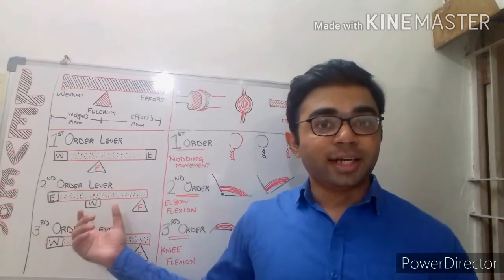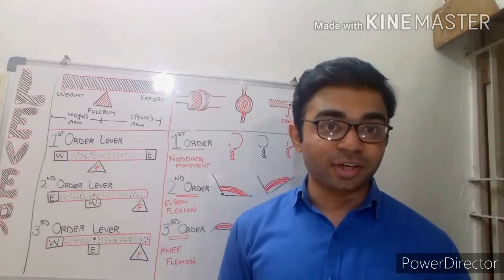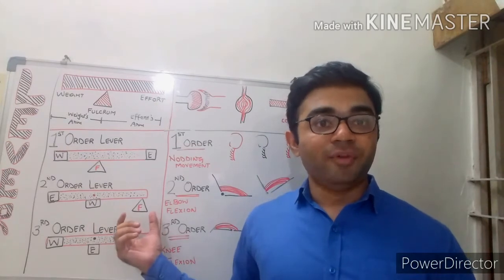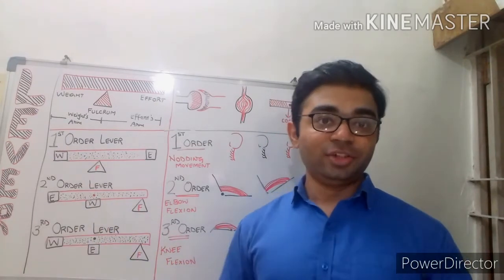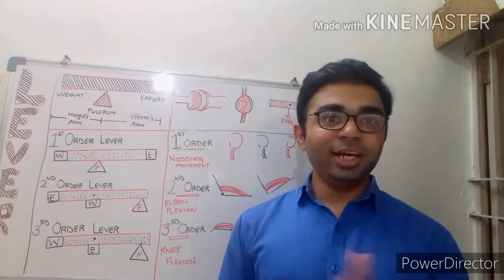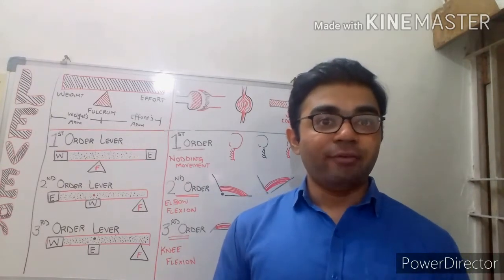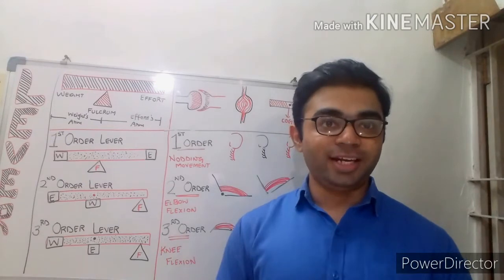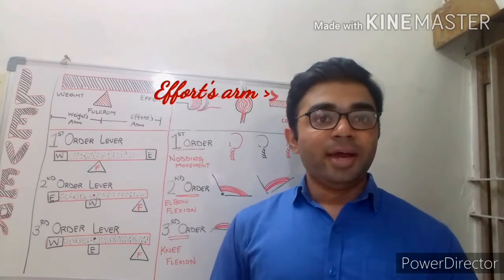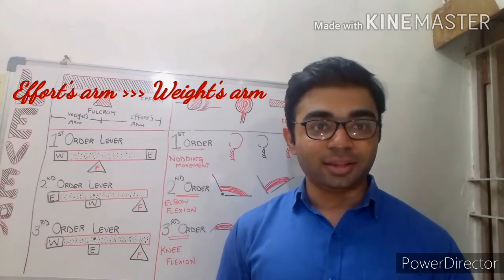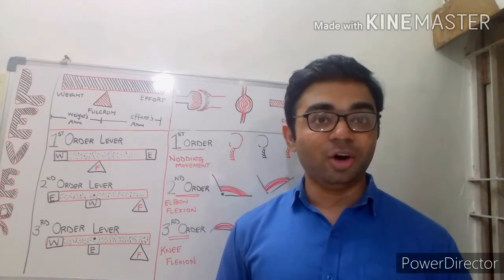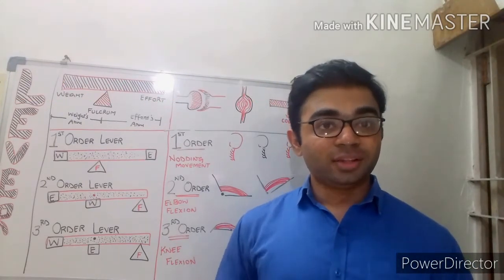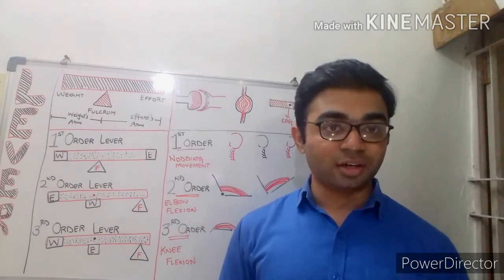Second is the second order lever or the second class lever, in which the fulcrum lies on one end of a rigid bar, the weight lies in the middle, and the effort lies on the other end. Here we need to apply the concept of effort arm and weight arm. The effort arm is always longer than the weight arm in the second order lever, that we always need to remember.